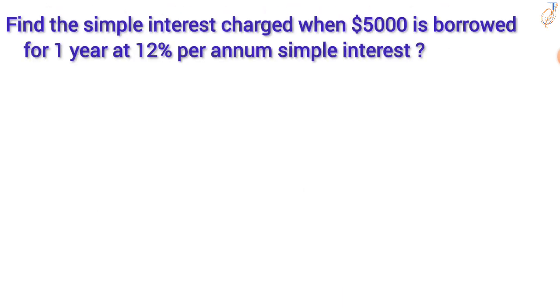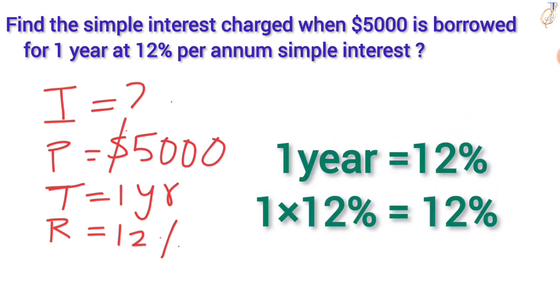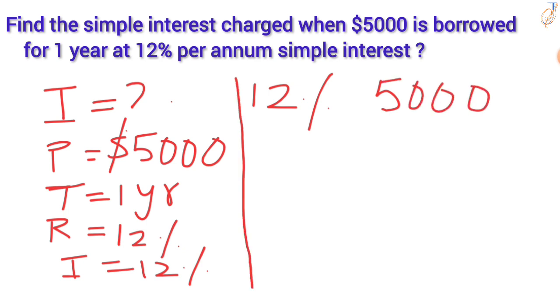Find the simple interest charged when $5,000 is borrowed for 1 year at 12% per annum. So find the simple interest. Here the question is to find the interest only. The given values, time is 1 year and the rate is 12%. How can you get the interest? So for 1 year you have 12%. So the interest is 12% only. Just find what is 12% of 5,000. That's it.